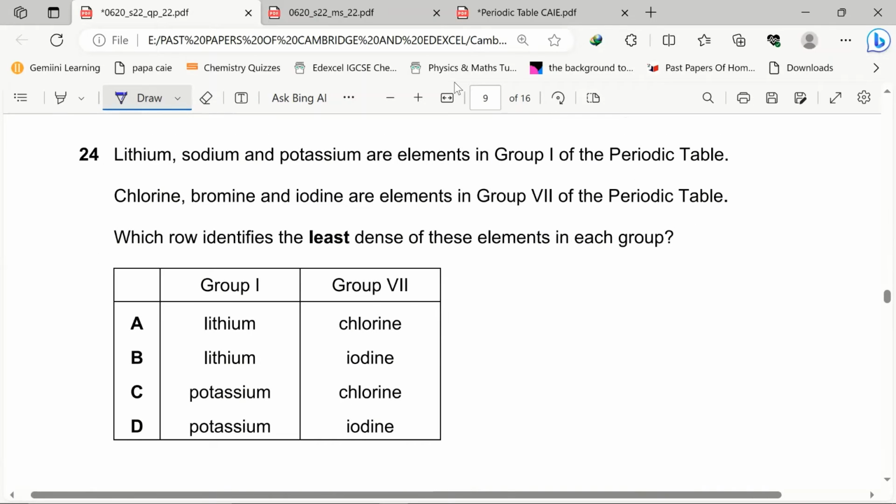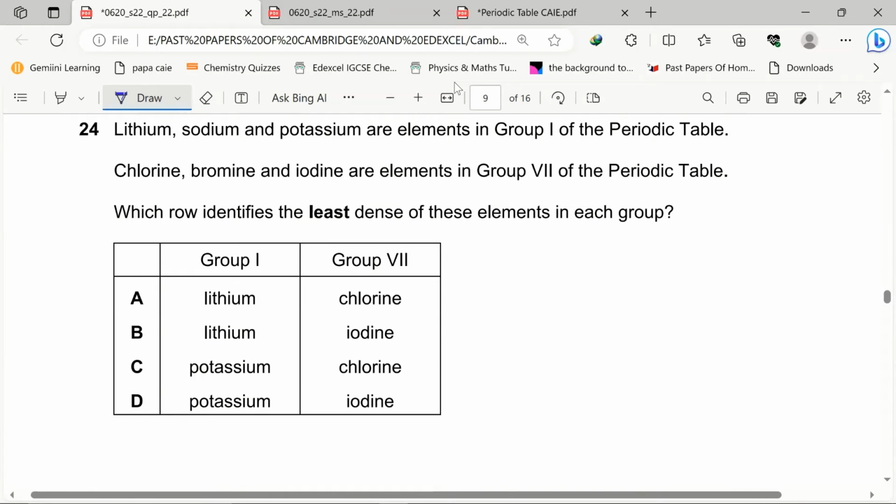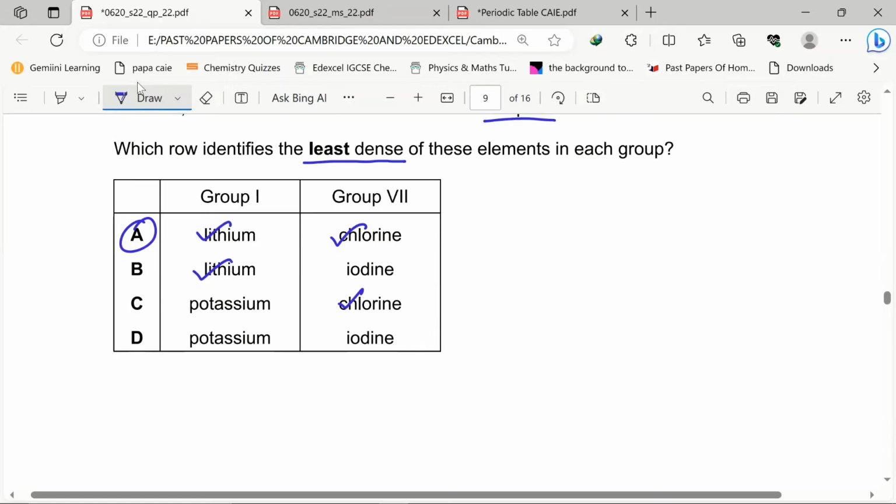Number 24. Lithium, sodium, and potassium are elements in group 1 of the periodic table, and chlorine, bromine, and iodine are in group 7. Which identifies the least dense of these elements in each group? Group 1 should be lithium, as going down the group, density increases. So lithium is least dense, and in group 7, chlorine is least dense. So A should be the only correct answer.